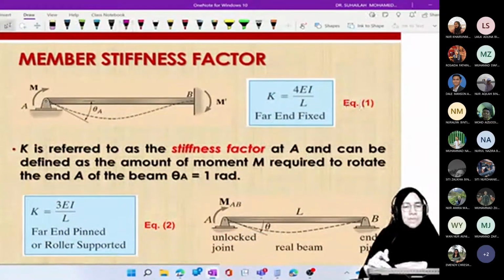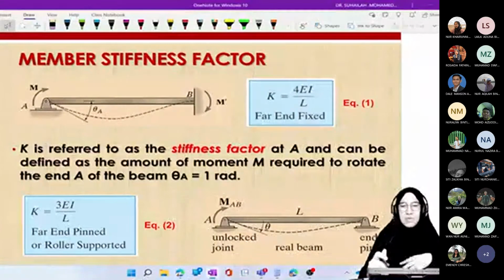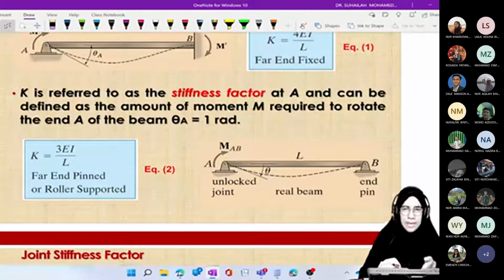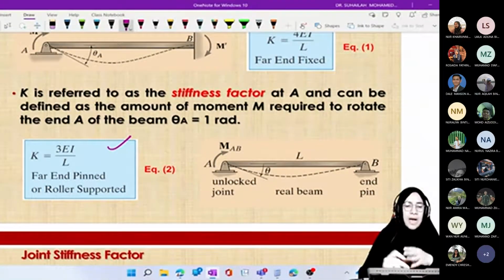Okay, for the member stiffness factor, this is just revision. We use 4EI over L for far end fixed. Again, we use the term far end fixed because the other end is always located as an internal support. That is why we call it far end fixed. And for far end roller and pin, we use 3EI over L.